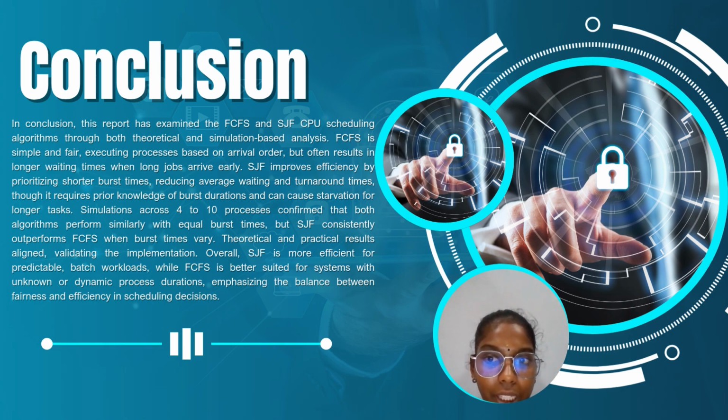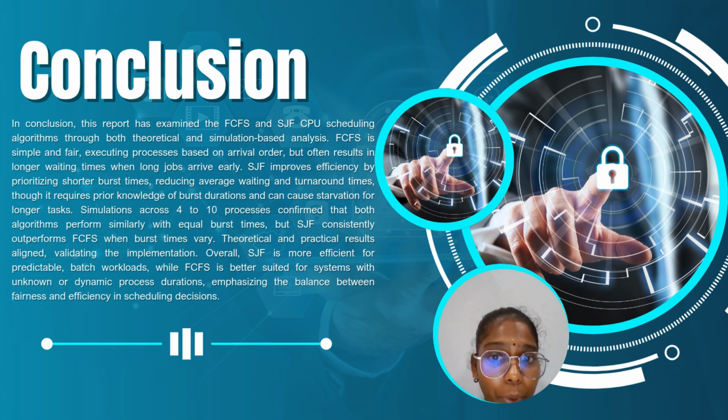simulation based methods. FCFS is simple and fair. It runs processes in the order they arrive. However, it often leads to longer waiting times when large tasks come first. On the other hand, SJF gives better performance by running the shortest task first, which reduces average waiting and turnaround time. But it needs accurate burst time prediction and may cause starvation for longer jobs. SJF needs to know the job length in advance and may ignore long jobs.